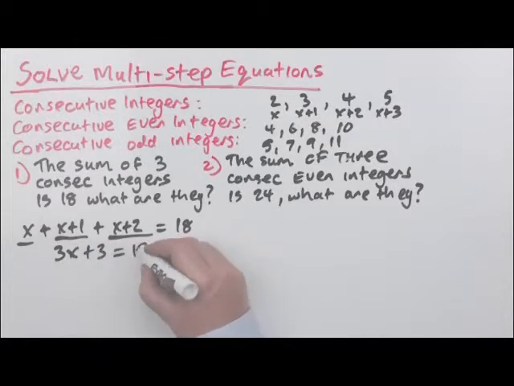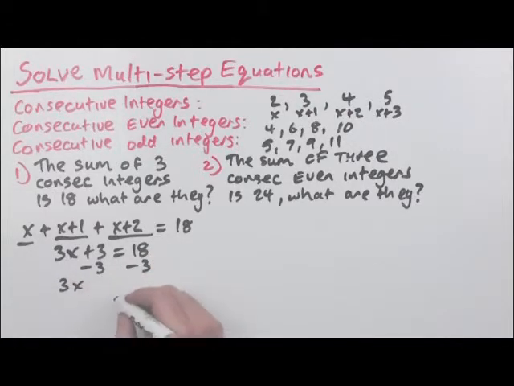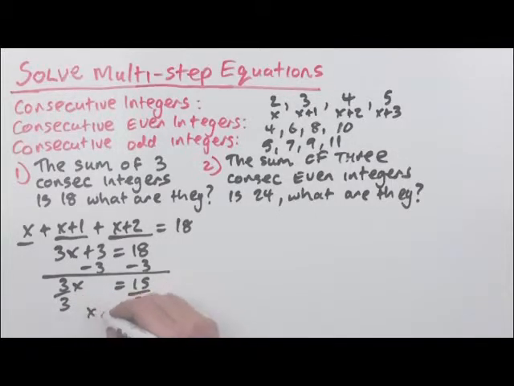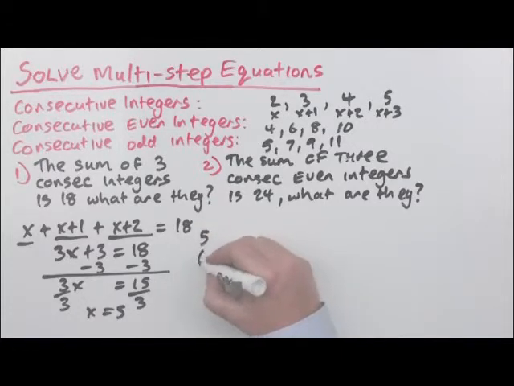Let's see. 3x plus 3 is equal to 18. So I'm going to use the subtraction property to get rid of that plus 3. So I'm going to subtract 3 from both sides. Okay, that would be 3x. That is 15, and they cancel out. So now I'm going to divide by 3 on both sides. So x is equal to 5. The first integer is 5. Let's see, so if the first integer is 5, the next one must be 6, and then 7. That's 3 consecutive integers that add to 18.